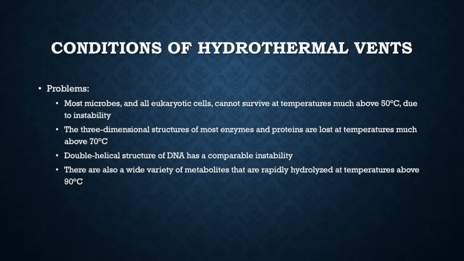So most microbes and all eukaryotic cells can't survive at temperatures above 50 degrees Celsius because of the instability. It also causes instability with most enzymes and proteins, and they're often lost for their structures that they need, as well as the double helical structures for DNA, which obviously we can't live without. So there's a lot of variety in the metabolites that are also rapidly hydrolyzed, which means that these compounds are breaking down with the chemical reaction with water at about 90 degrees Celsius. So obviously these are a lot of problems.